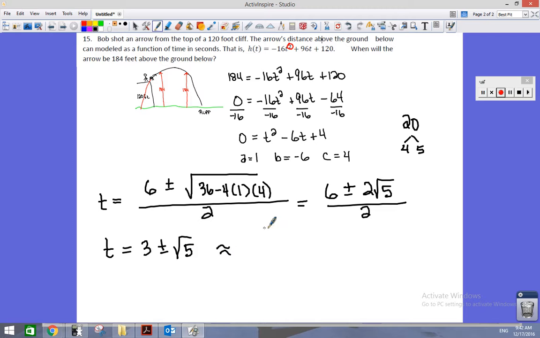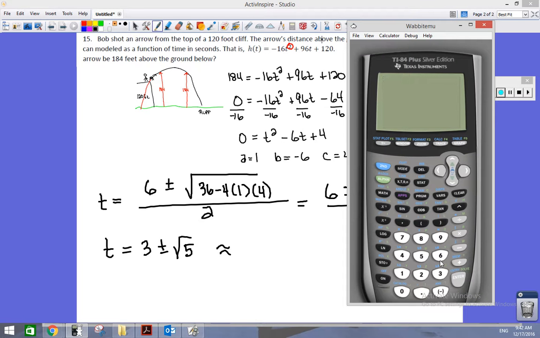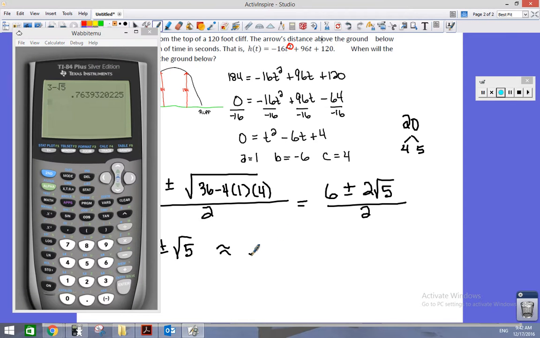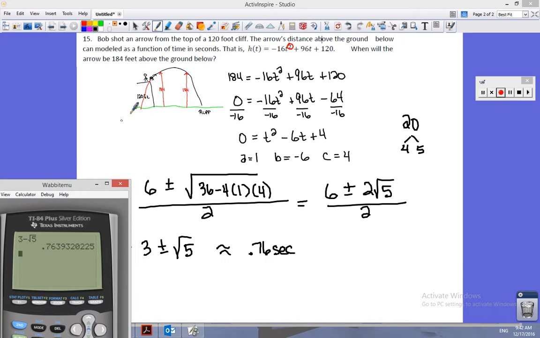So let's get decimal approximations for that. If I have 3 minus the square root of 5, that's 0.76 seconds if I just rounded to 2 decimals. So almost immediately, since you're already at 120 feet, almost immediately after you shoot the arrow, in under a second, that arrow has reached a height of 184 feet above the ground. When at t equals 0, you were already 120 feet off the ground.